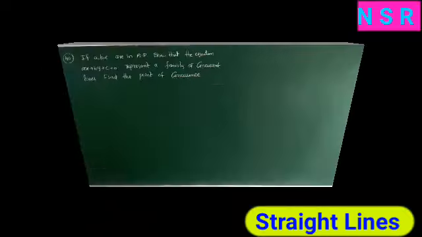So next, question number 40. If A, B, C are in AP, show that the equation represents a family of concurrent lines. Find the point of concurrency. So here, find the concurrency point. Given A, B, C are in AP. AP means arithmetic progression. If three continuous numbers are in AP, we have a condition, that is 2b is equal to A plus C.